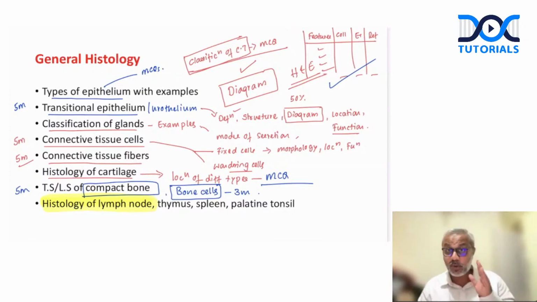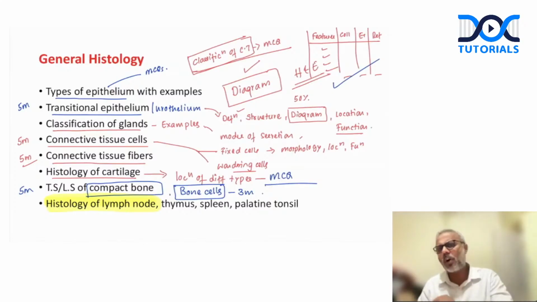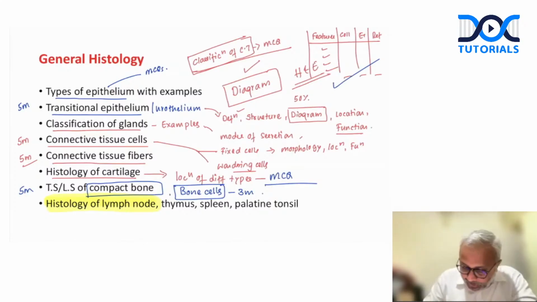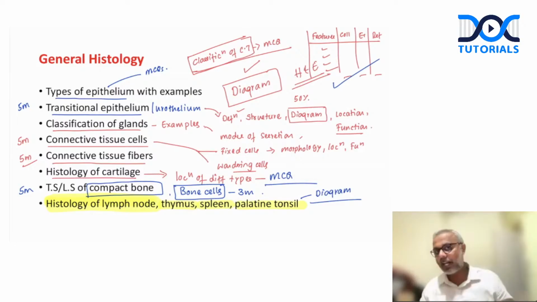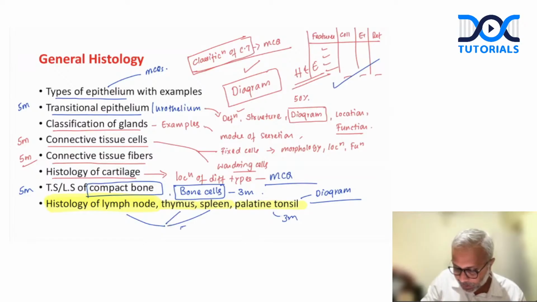So histology of lymph node, and we will discuss how to present the answer when histology of lymph node or any lymphatic organ is asked. Thymus, 5-marker, spleen, 5-marker, palatine tonsil, I would say the diagram, right? There is nothing much to describe in the histology of palatine tonsil for a short essay as per se. That's why this is most frequently asked as a 3-marker question. Otherwise, lymph node, thymus, spleen, all of these are definitive 5-markers.